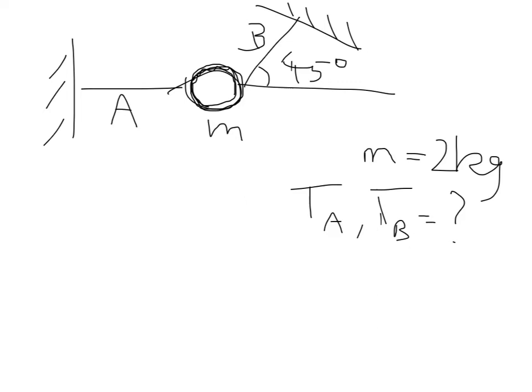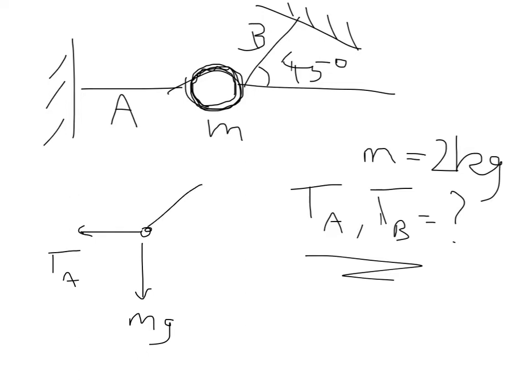In problem 14.81, there's a suspended mass held by string A and string B, and it wants us to find the tension in each of those strings. The only thing we're given is the mass of the suspended ball. So if you want to just draw a free body diagram of that, you end up having always mg downwards, you got TA this way, and TB that way.